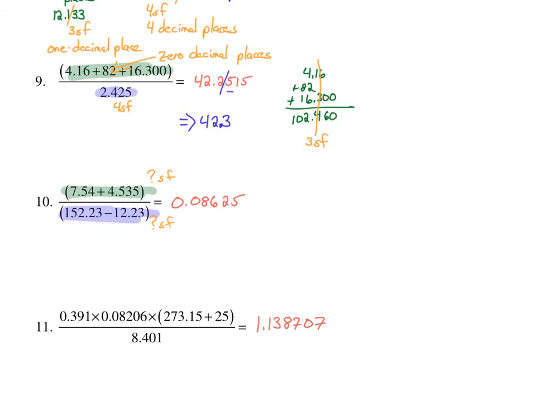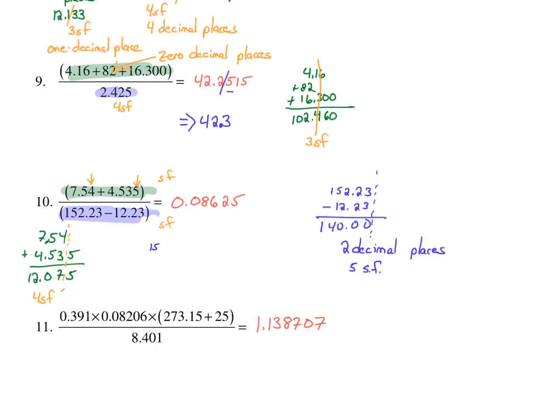In question 10, we again have two intermediate values. We need to determine the number of sig figs in each of these intermediate values, and then we can use our rules for division to determine the sig figs in our final answer. Focusing on the numerator, we see this number has 2 decimal places. This has 3, so our answer is limited to 2 decimal places, which for this number results in 4 sig figs. Let's focus on the denominator.